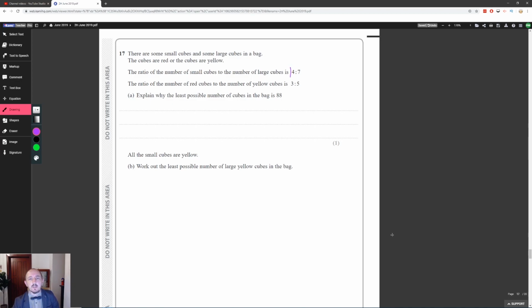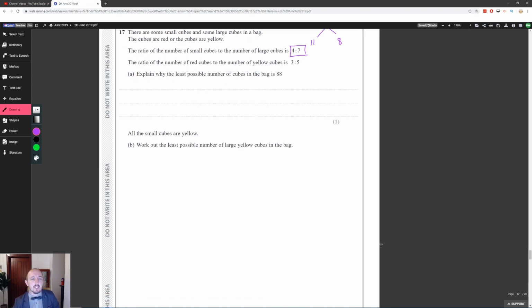So if we divide it into 11, so the number of cubes that we have has got to have a factor of 11, and 3 to 5 is going to be 8. Okay, so the least that they could be is the lowest common multiple of 11 and 8, which is 88. So you can put that into words there. All the small cubes are yellow.